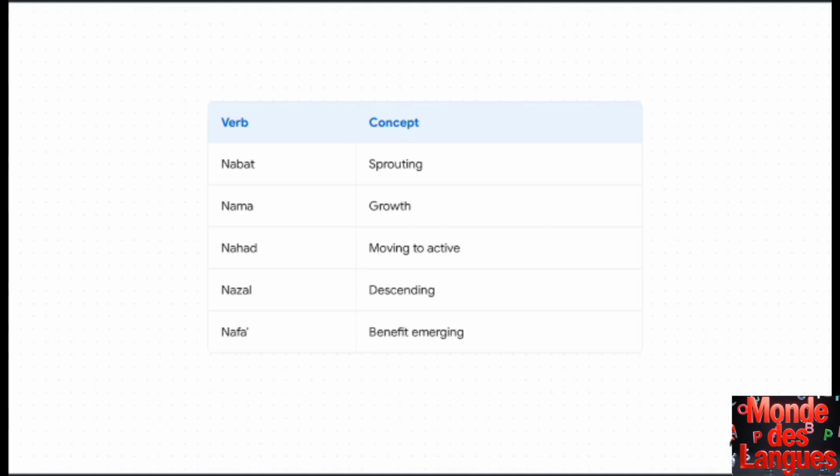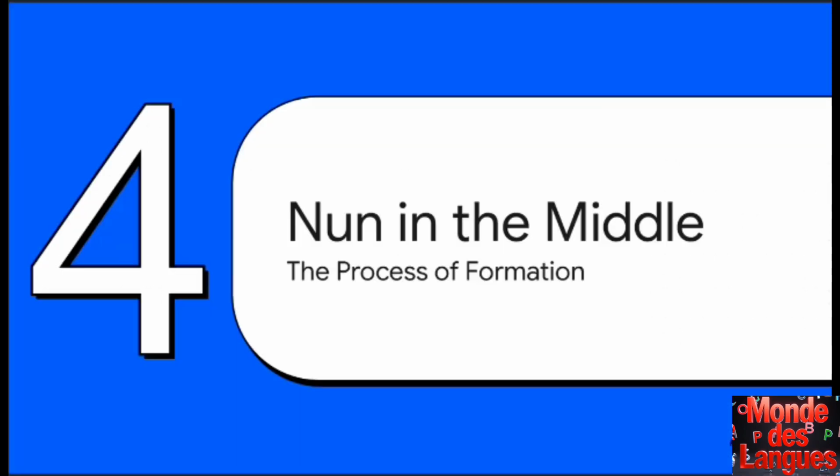And you can see how perfectly the actual vocabulary aligns with the theory. Look at these verbs. Nabat means sprouting and emerging from hiding. Nama is growth and increase. Nahad is moving from a static state to an active one, like rising up. Nazal is descending, so a downward flow. And nafa is a benefit emerging and going out to others. It's wild, right? Every single one of these actions begins with a sudden burst of movement driven entirely by that initial nun.